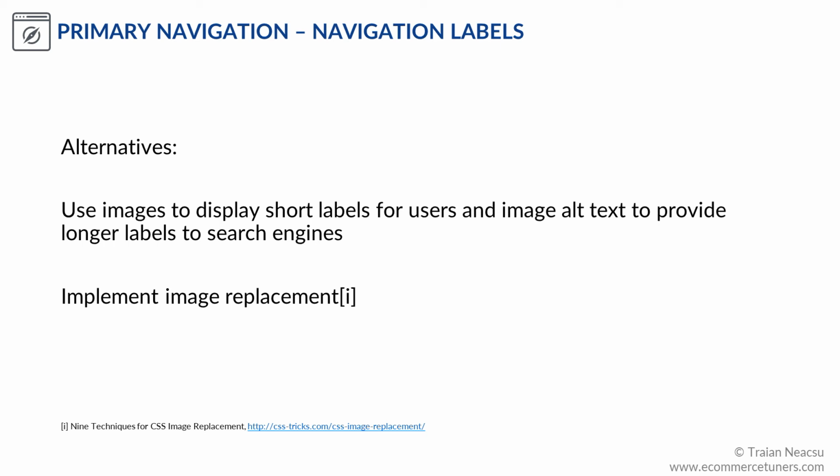There is an alternative for those who want to push longer keywords in the primary navigation menus. You can use images to design the menu so it includes short text labels for users, while adding longer labels as keywords in the alt text of the images for search engines. But remember not to spam the alt text. Additionally, you can implement a technique called image replacement. For more information, read the article listed at the bottom of this slide.